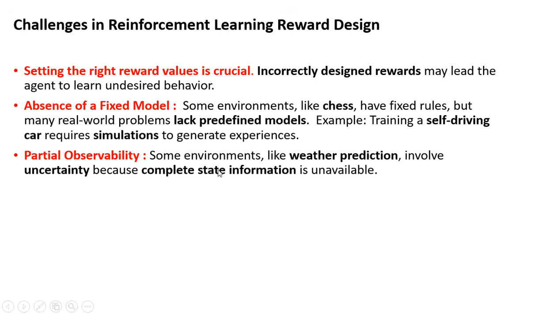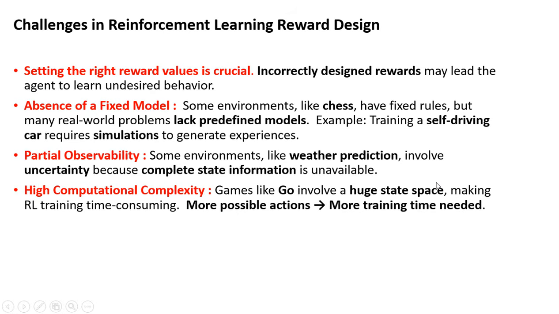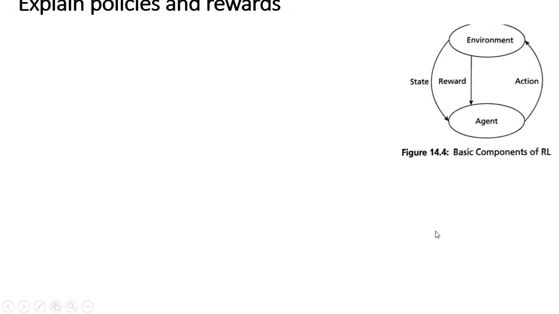And partial observability: some environments, like weather prediction, involve uncertainty because complete state information is unavailable, right? Sometimes the environment does not provide you complete information, so that can again be a challenge. High computational complexity: if you think about games like Go, there is a huge state space. You have a lot of states, so our algorithm becomes very complicated and therefore very time consuming, because the more possible actions, the more training time you need, right? So these are the challenges. Coming to two different terms which we'll normally be using.